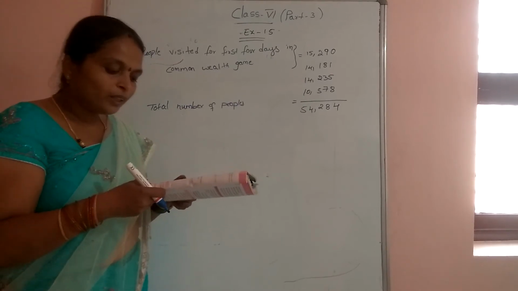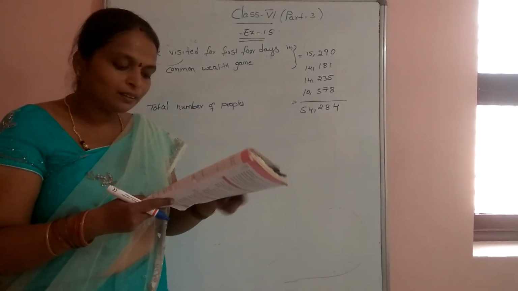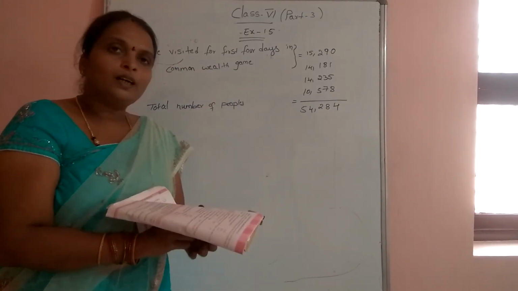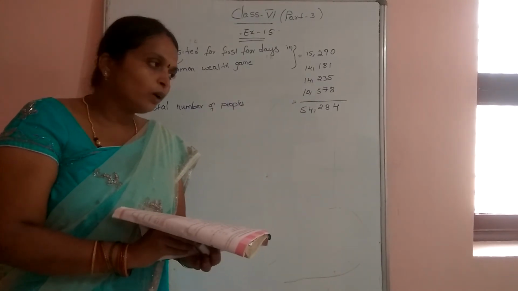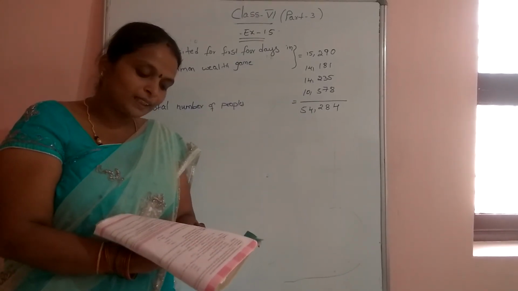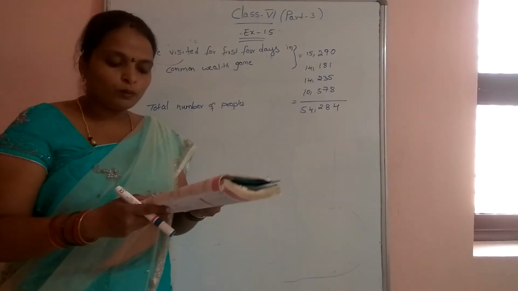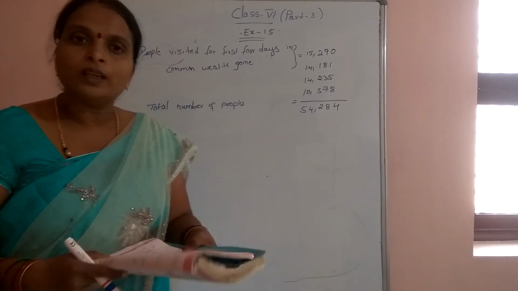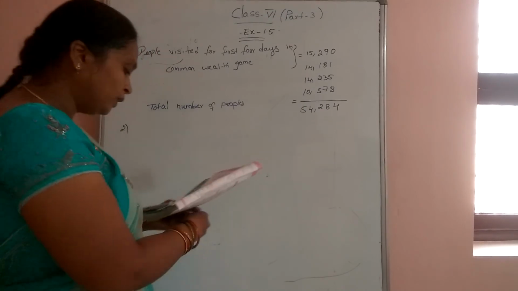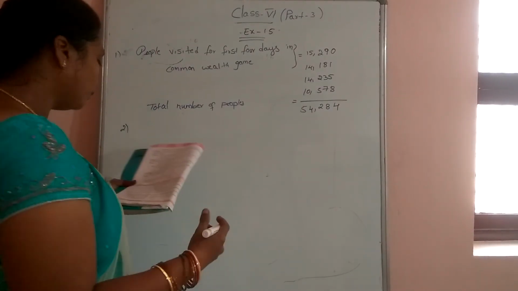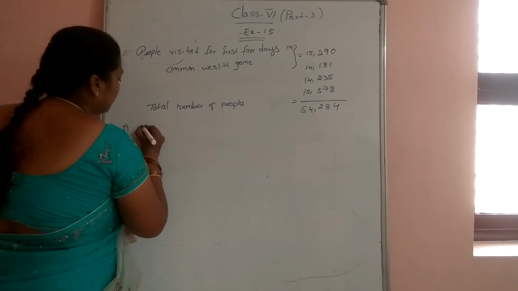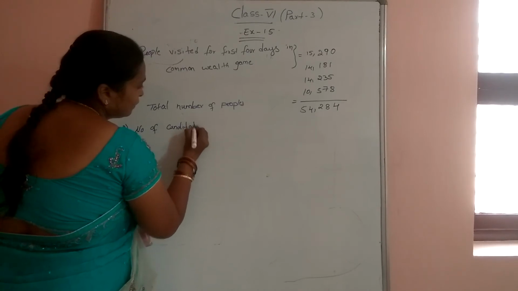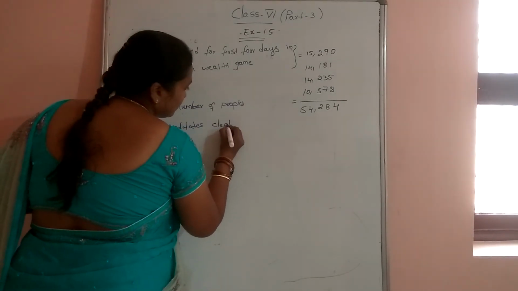Here in the Lok Sabha elections, the elected candidates are 5,87,500, and those who were defeated, who are not elected, are 3,52,768. We have to find how many more votes the winner won than the defeated. Means you have to do the subtraction here. Write the statement: number of candidates elected equals how much?